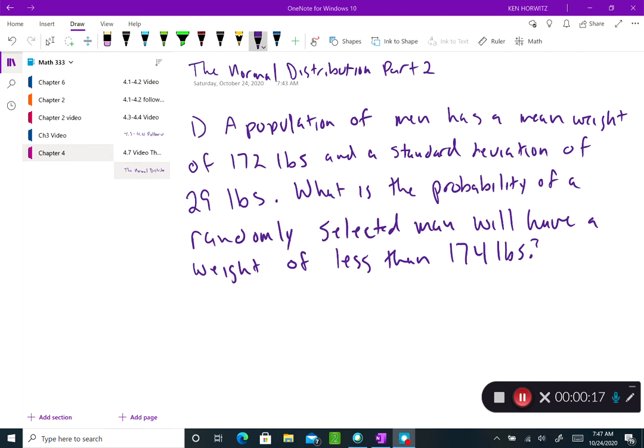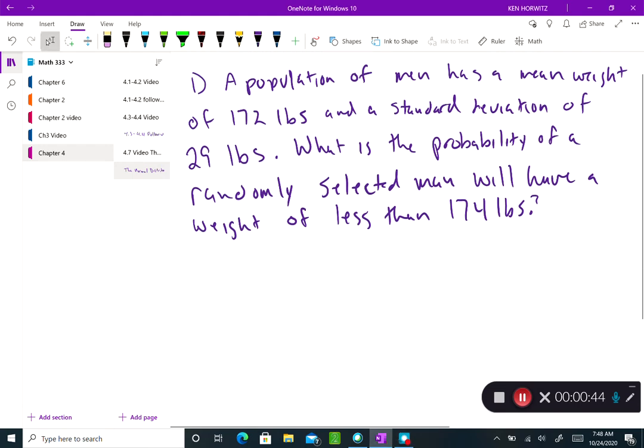Population of men has a mean weight of 172 pounds and a standard deviation of 29 pounds. What is the probability that a randomly selected man will have a weight of less than 174 pounds? We're going to do some of these together, and I'm going to ask you to do some of them on your own, and then we'll talk about them after you give it a try.